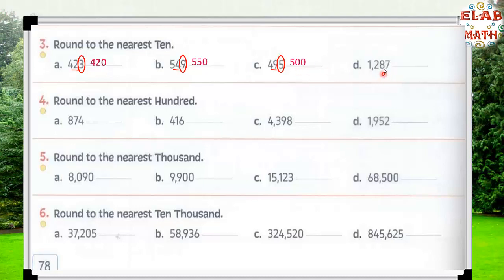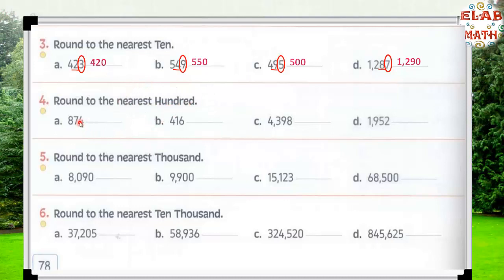Where is tens place? Tens place here. Put a line under digit 8. Is 7 more than or less than 5? More than 5. So you should add 1 to 8 to be 9. 1290.